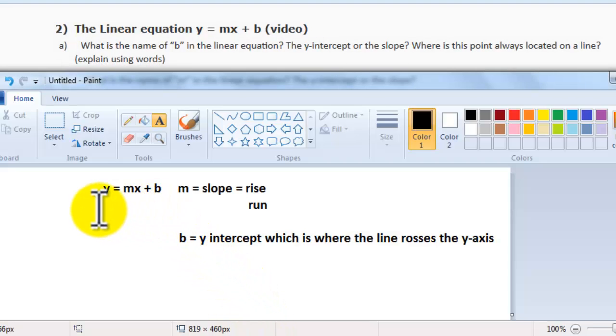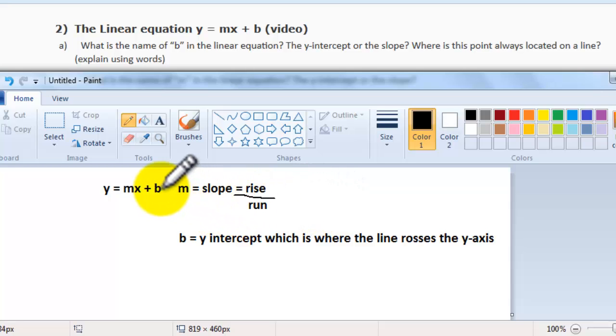The linear equation is based on this formula, y equals mx plus b. It's important to know that the m means the slope, and the slope is rise over run. Rise over run helps us to find how the line is slanted. So then I have more questions about that.